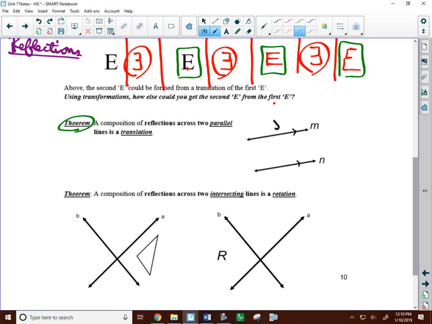Any thoughts on that? Very nice. I just want to show you one other one. I just want to show you that it works if the lines aren't necessarily vertical. So let's reflect this letter J over line M. And then the result, we'll reflect it over M. So I'm going to reflect it over M to start. This one.